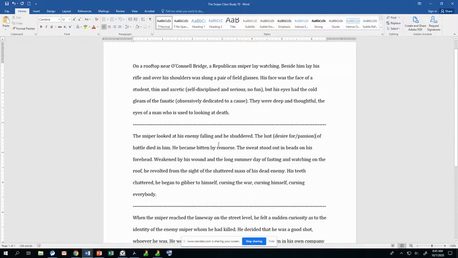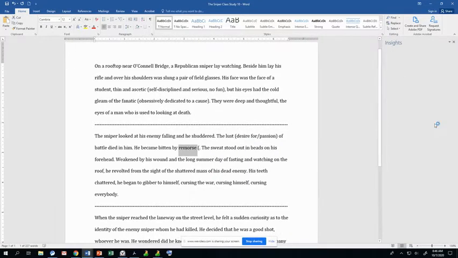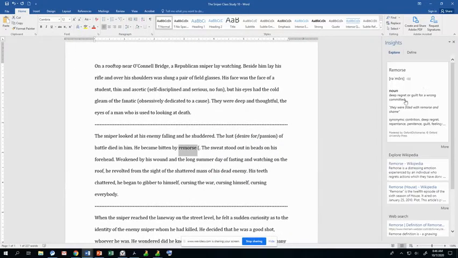He became bitten by remorse. If you don't know what remorse is, you could look it up as well. We have deep regret or guilt. So he feels bad.